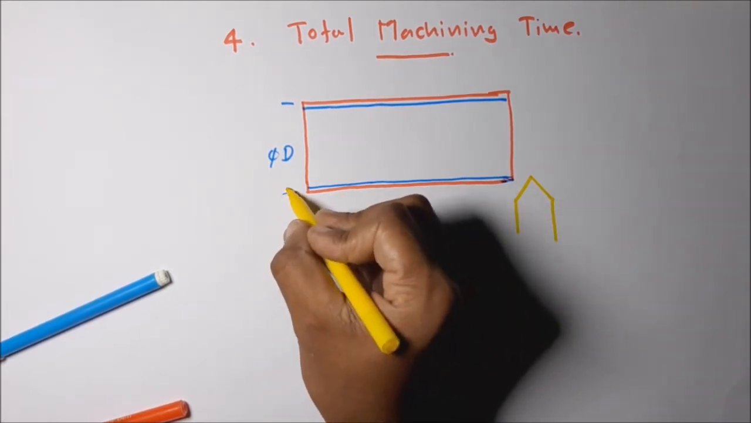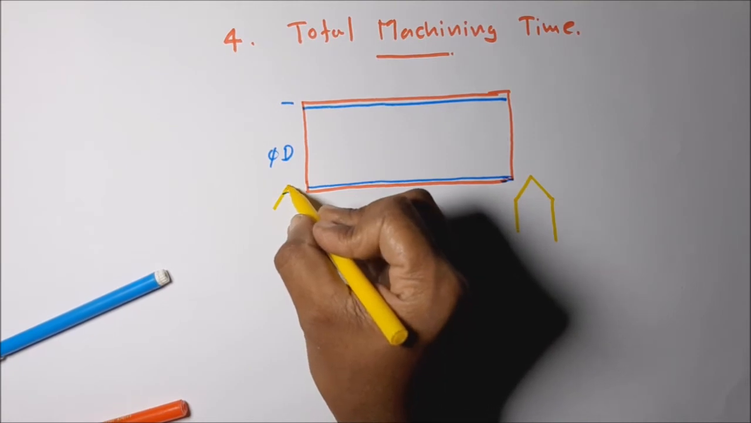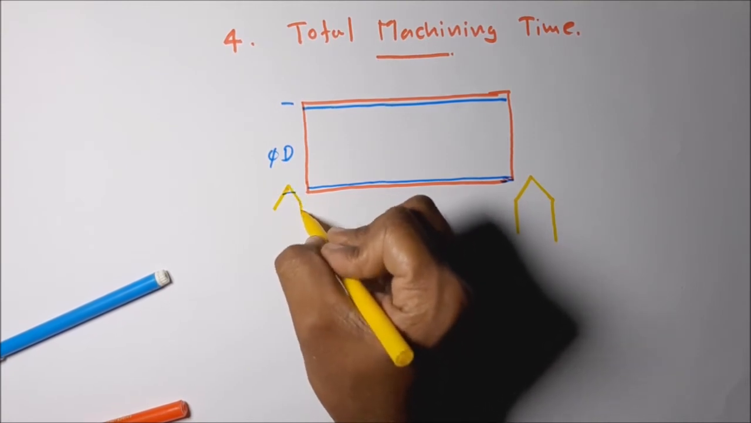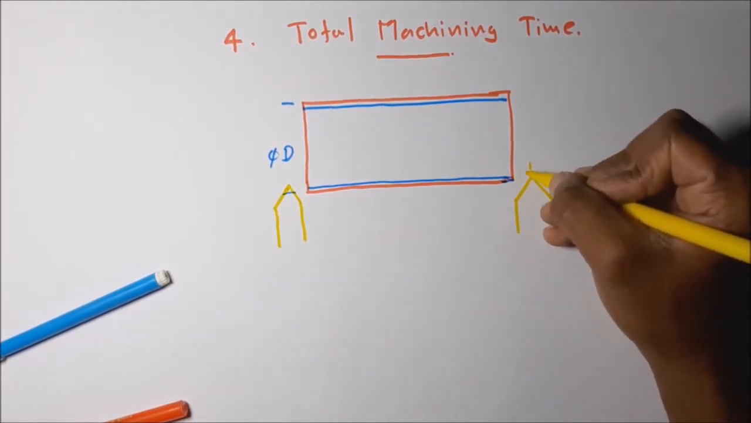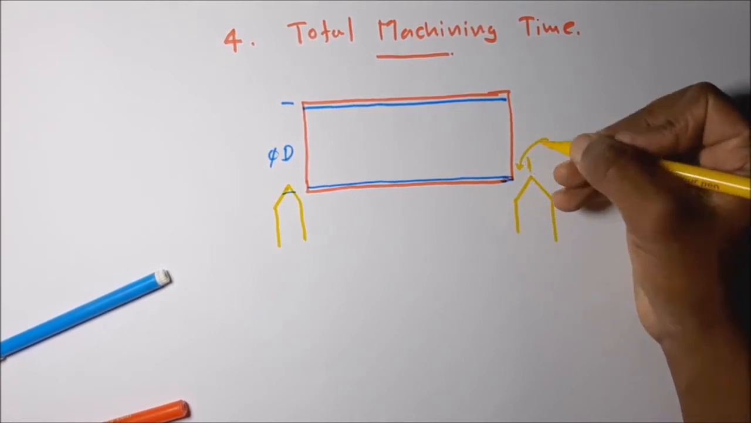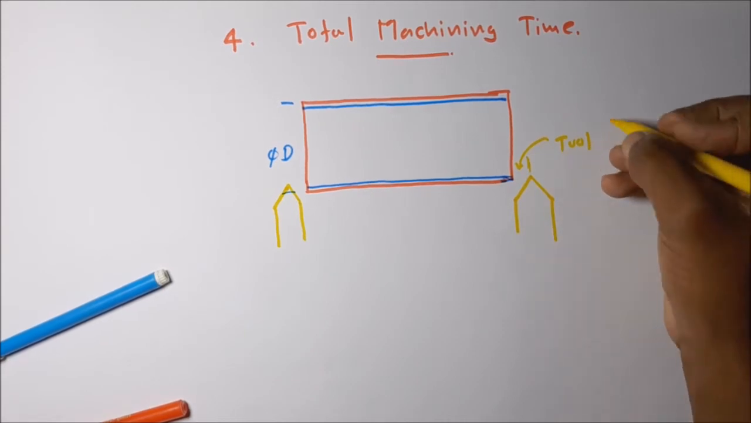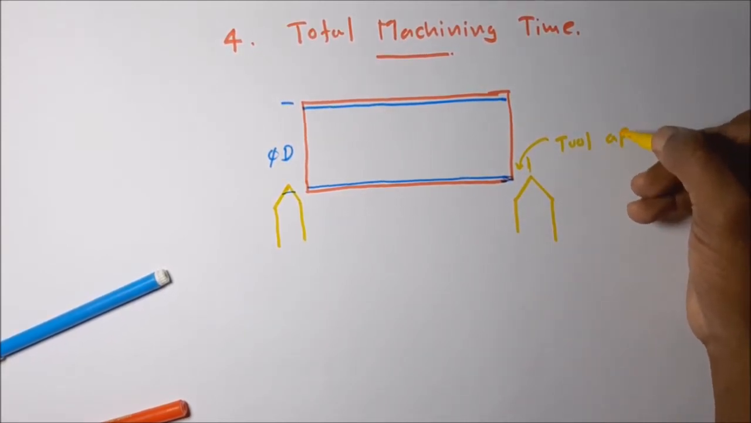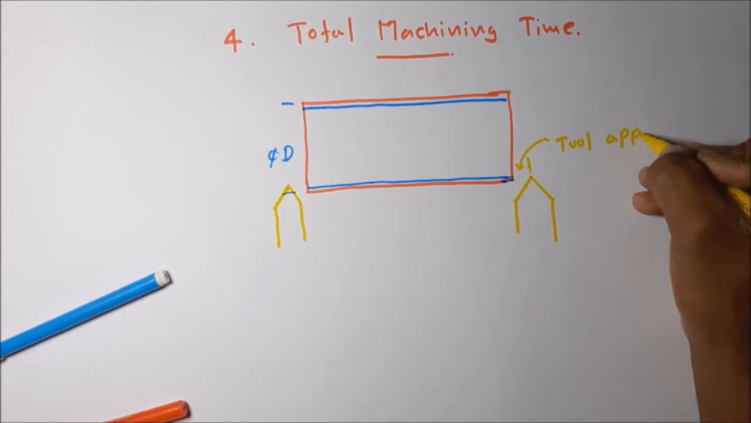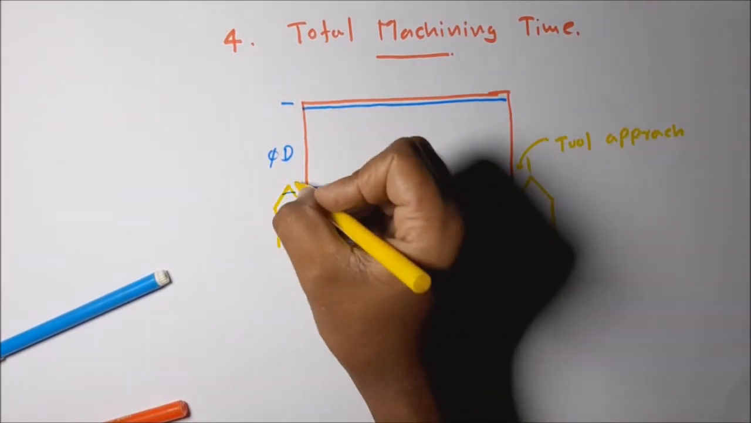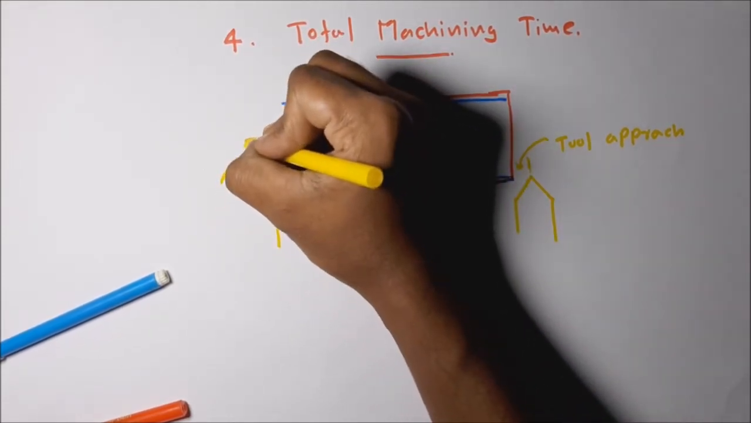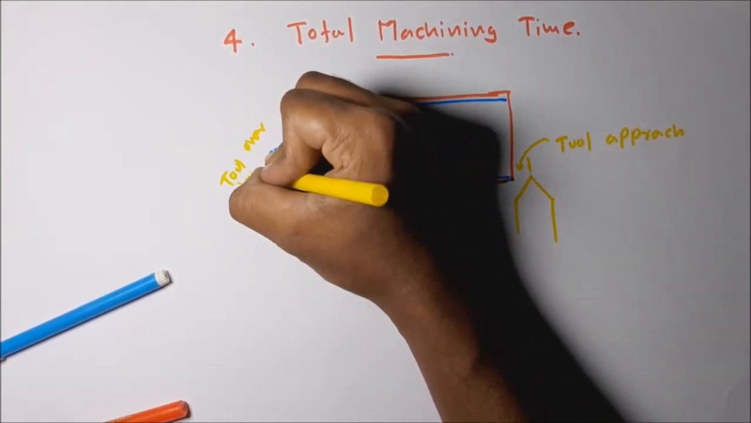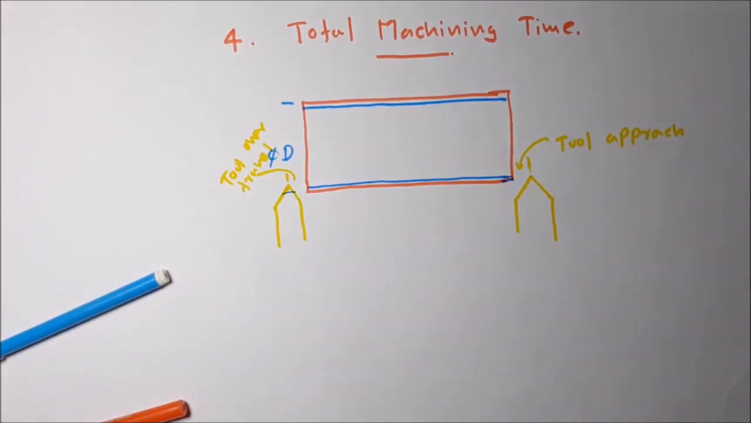So here also, we have to give some allowances. That is called tool over travel. This is called tool approach. This length is called the tool approach length, and this one is called tool over travel.